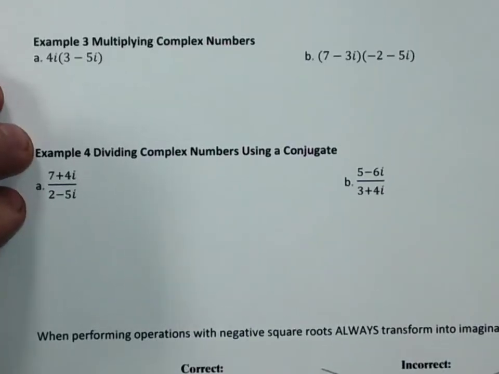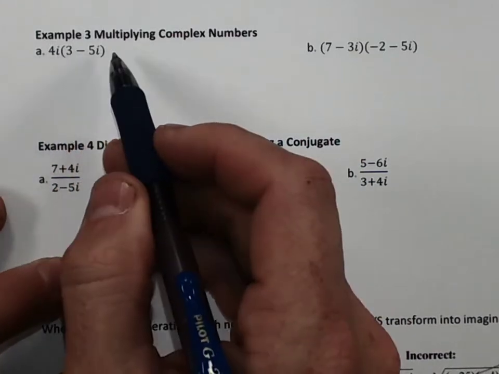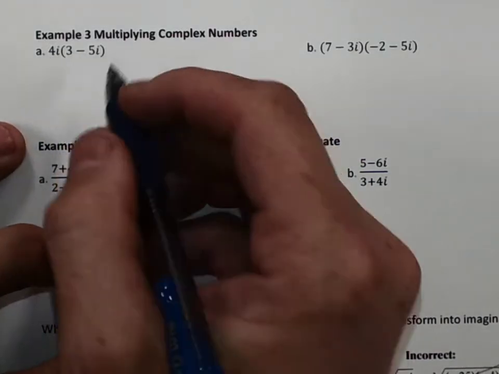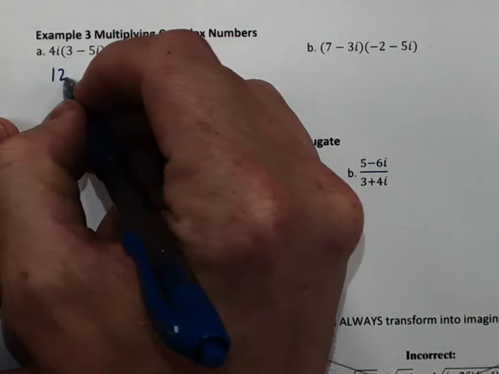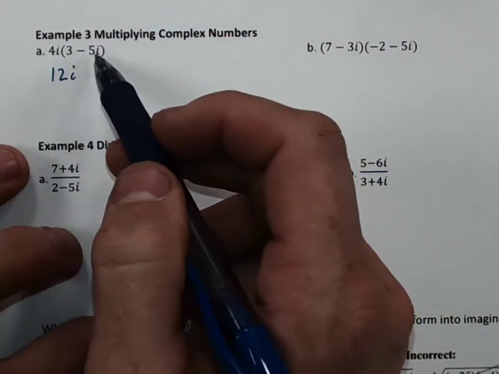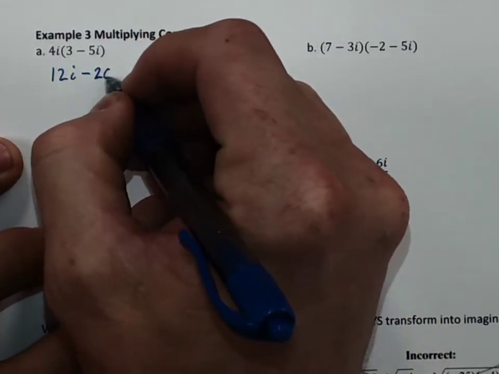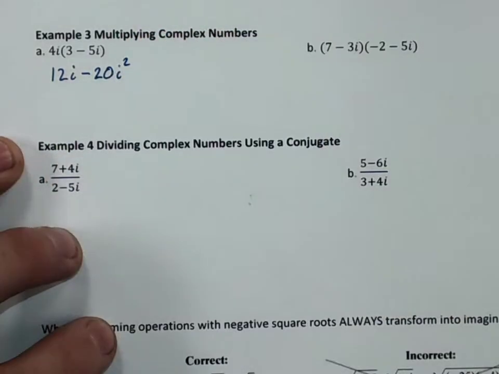All right, now we can flip our paper over and continue working on this. So now I'm doing the product of complex numbers, multiplying complex numbers. I'm going to distribute just like I always would. 4i times 3 is going to be 12i. 4i minus 5 times a negative 5i is going to be a negative 20i squared.